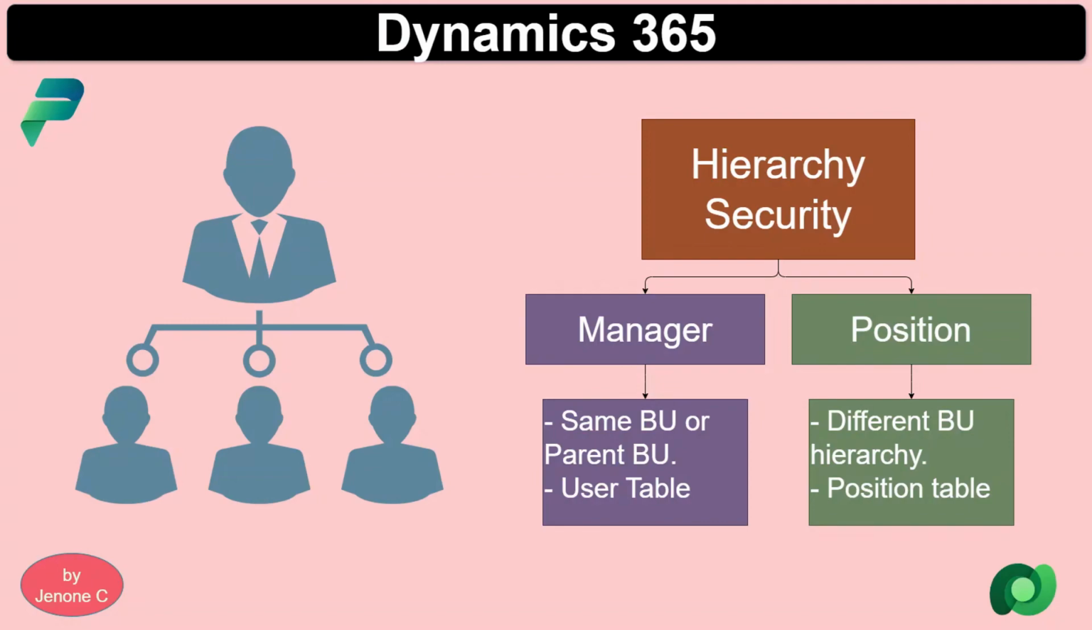In manager hierarchy, we need to use the user table to set up the manager and user hierarchy. But in position hierarchy, we have a separate table called position, where we will be creating multiple positions. Once the positions are ready, we can associate the users with that position. We can have a position like associate manager, or a position like vice president, and in that position, we can associate multiple users.